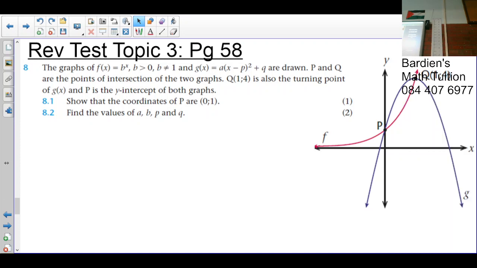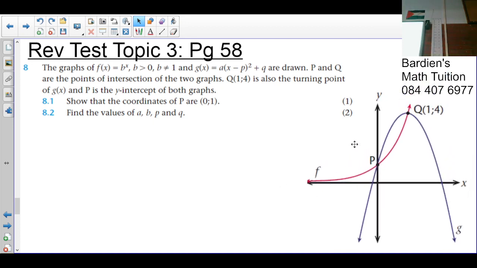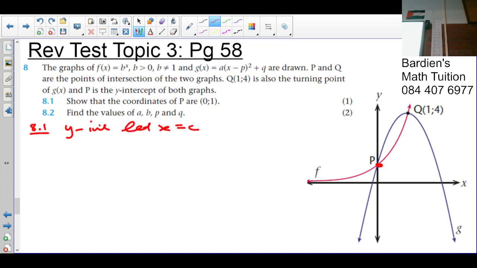So you can bring that down. Looking at this, we show that the coordinates of P is 0 and 1. But what is P, people? This is a y-intercept, not so? What do you do for a y-intercept? We let x equal to 0.